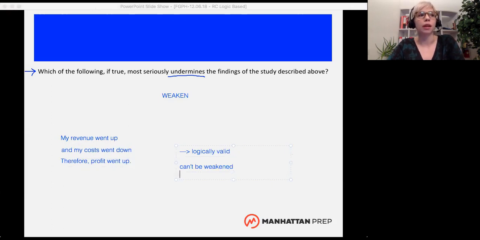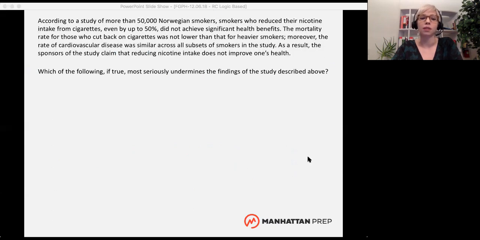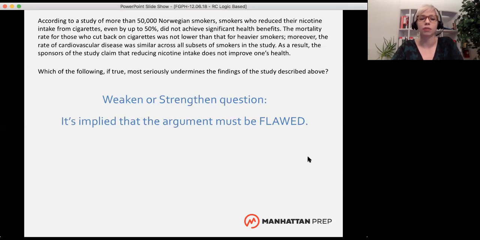And weakening never means like call the author a liar, right? Take as true any information that's presented, revenue went up and cost went down. So we couldn't possibly weaken that, and we don't need to strengthen that because, hey, it's logically valid and there are no assumptions. So if we have logical validity, we wouldn't need to do any of these things. So the implication, therefore, is that anytime you have find the assumption, weaken or strengthen, it's implied that you actually don't have a logically valid argument. In fact, we could say it's implied that the argument must be flawed.